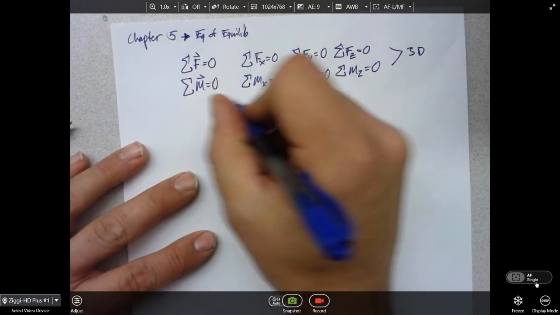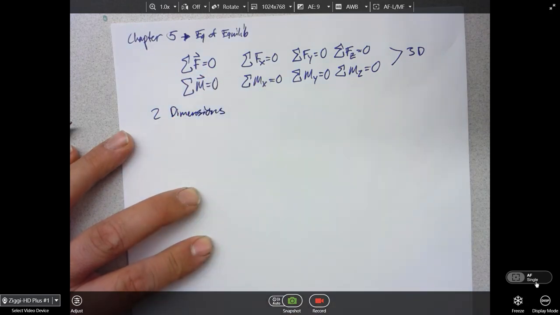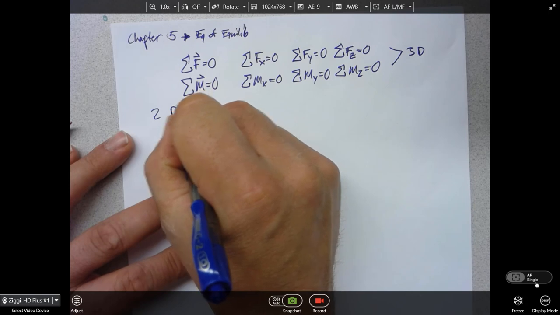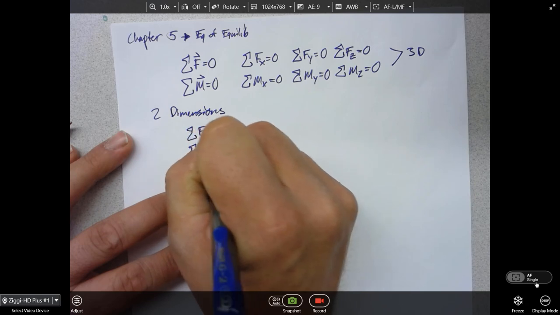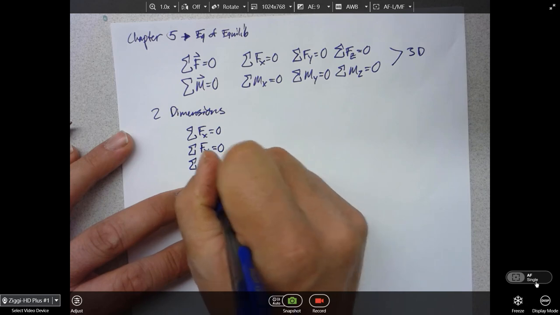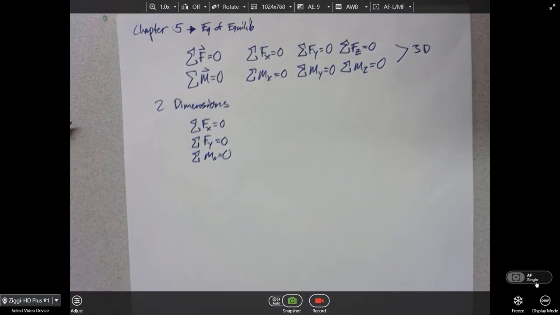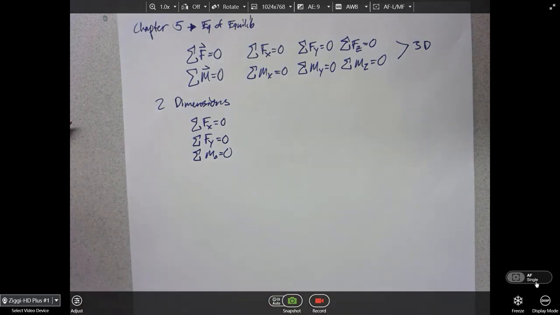We're going to start with the 2D case. And in two dimensions, we'll just say that the sum of the forces in the x is equal to zero, the sum of the forces in the y is equal to zero, and the sum of the moments about some point O is equal to zero. Right? Really, that's the sum of the moments in the z, because all the forces lying in the xy plane means that the moments would be about the z-axis, right? What is that little O? It's O for origin. Okay.